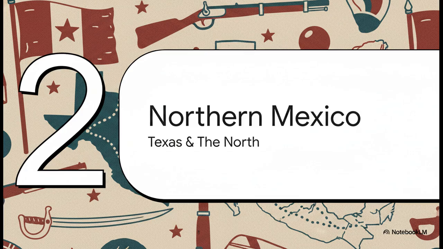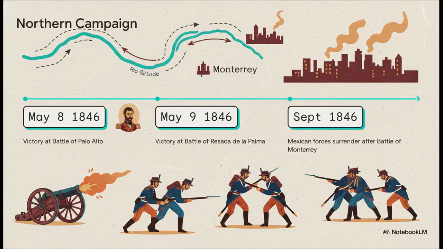Moving right along to Section 2, Texas and northern Mexico. With war declared, we shift to our first major theater of operations, down in the south. The U.S. War Department mobilized the Army of Occupation, putting it under the command of General Zachary Taylor. And let me tell you, Taylor moved fast. Right around the time war was officially being declared, he secured rapid, decisive victories at Palo Alto and Resaca de la Palma, completely pushing the Mexican army back across the Rio Grande.